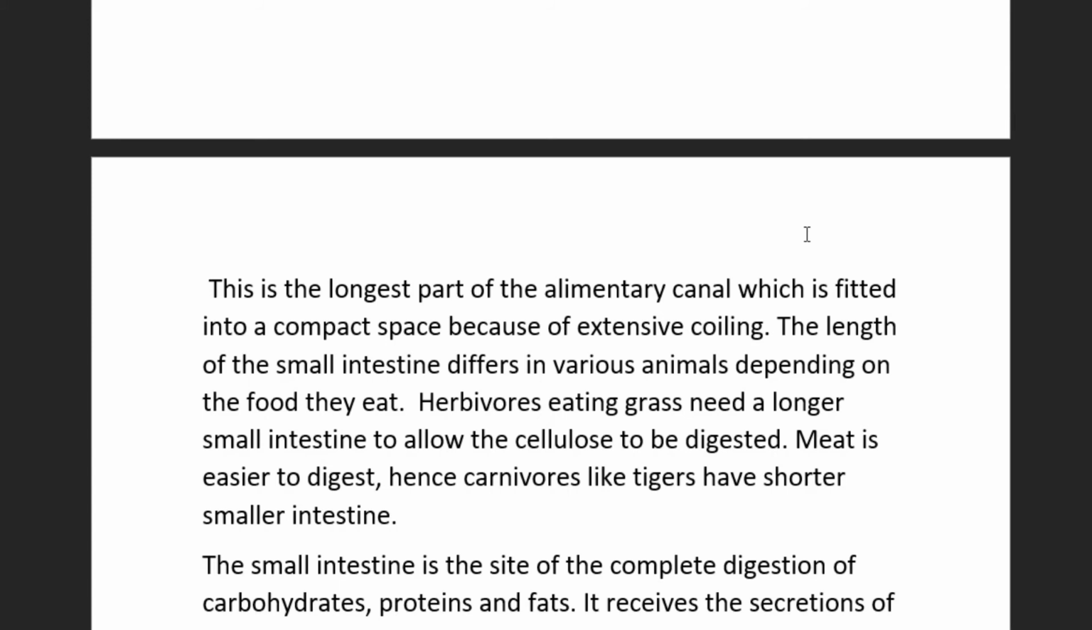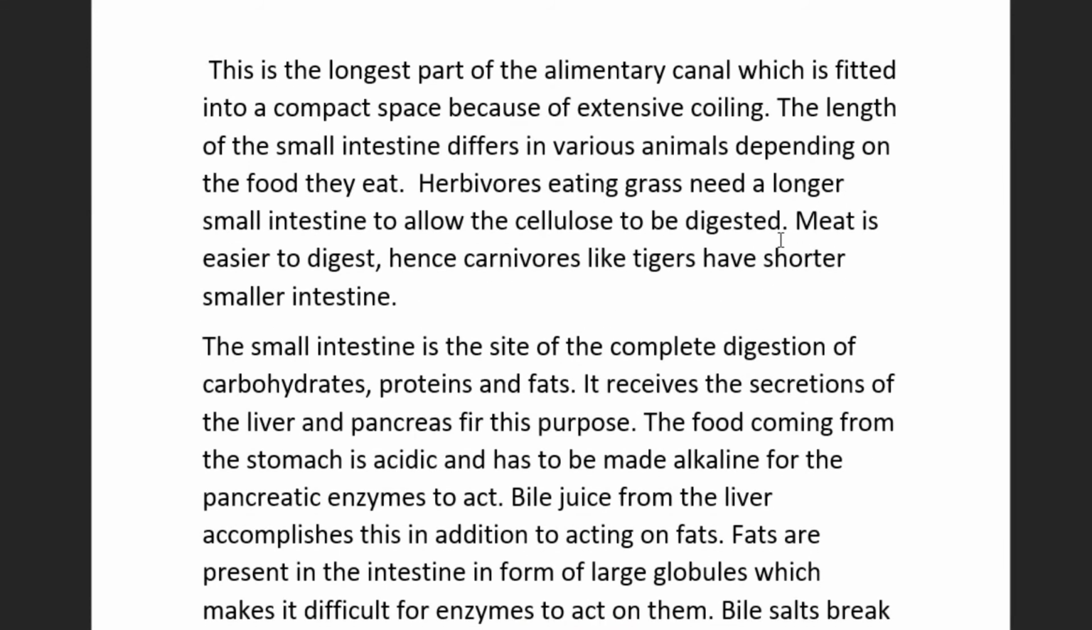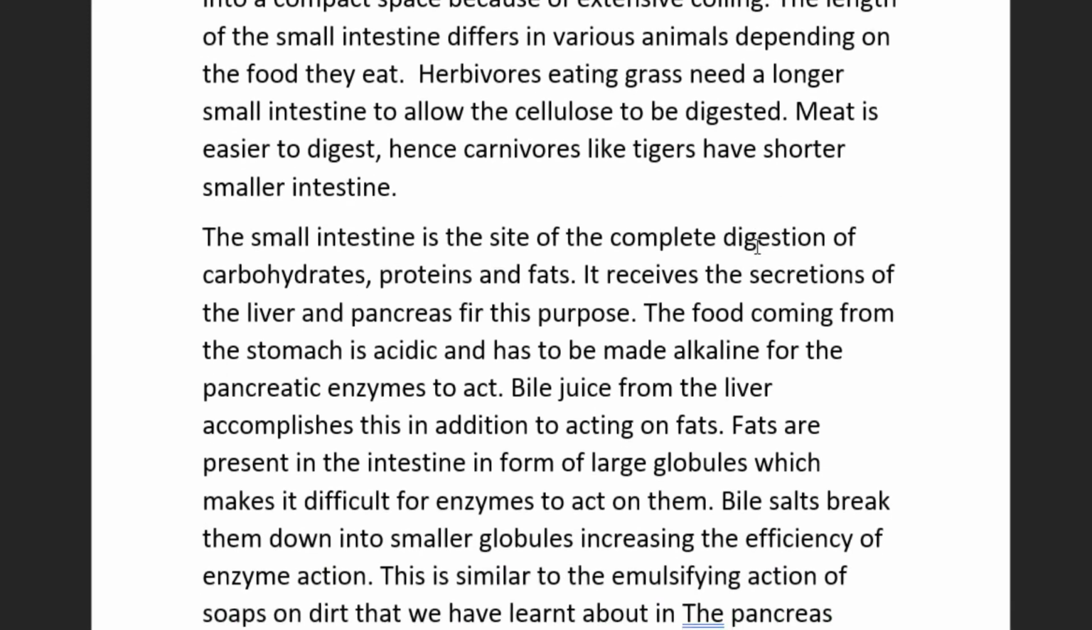The food coming from the stomach is acidic and has to be made alkaline for the pancreatic enzymes to act. Bile juice from the liver accomplishes this in addition to acting on fats. And fats are present in the intestine in the form of large globules which makes it difficult for enzymes to act on them. So the bile salts break them down into smaller globules, increasing the efficiency of enzyme action. This is similar to the emulsifying action of soaps on dirt that we have learnt about.